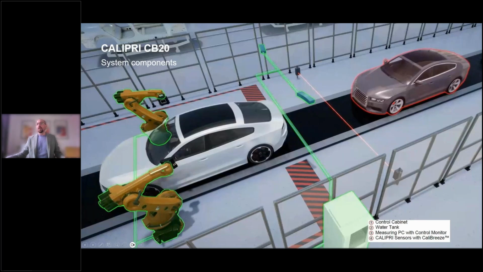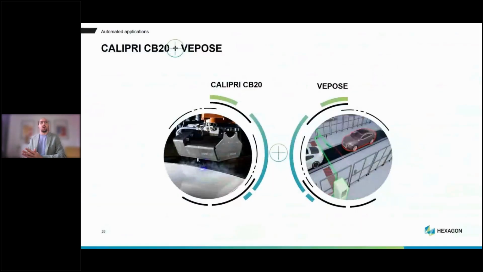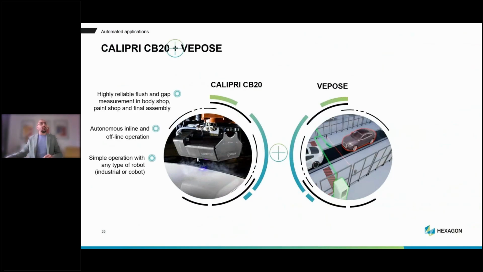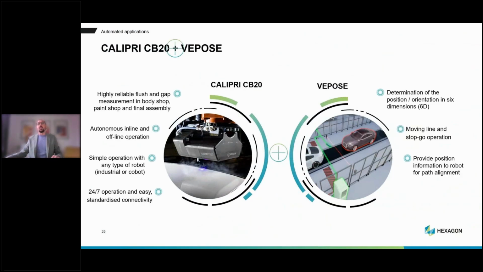By the whole system, we can now offer you a solution where we can reliably measure on the final assembly on a moving belt, reliably measure all surfaces, and give you a complete solution for your final assembly. So again, CaliBreeze CB20: highly reliable flush and gap measurement, autonomous inline and offline operation, simple operation with each and every robot, 24/7 operation guaranteed.